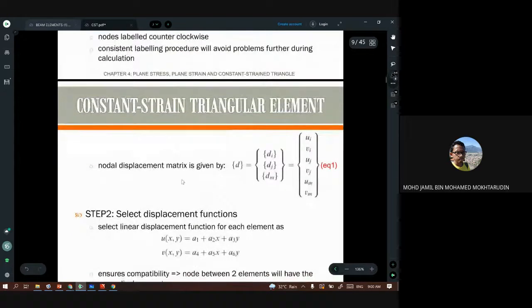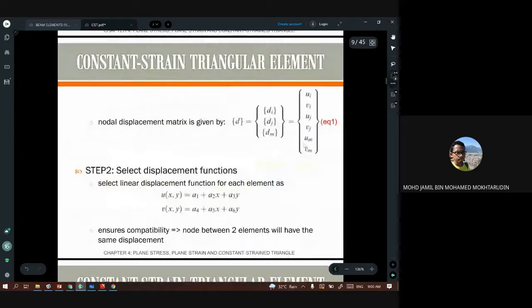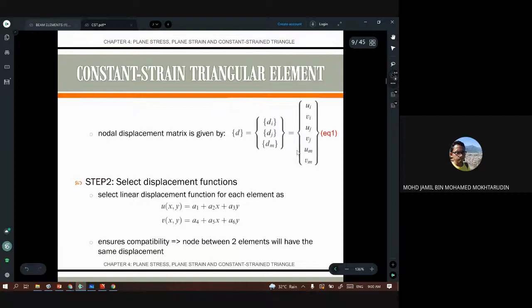So for the constant strain triangle, this one triangle now has 6 degrees of freedom. Each of these displacements represents the displacement in X and Y direction for each of the nodes on the triangle. This is something that you need to remember by heart. For constant strain triangle, you have 6 displacements.